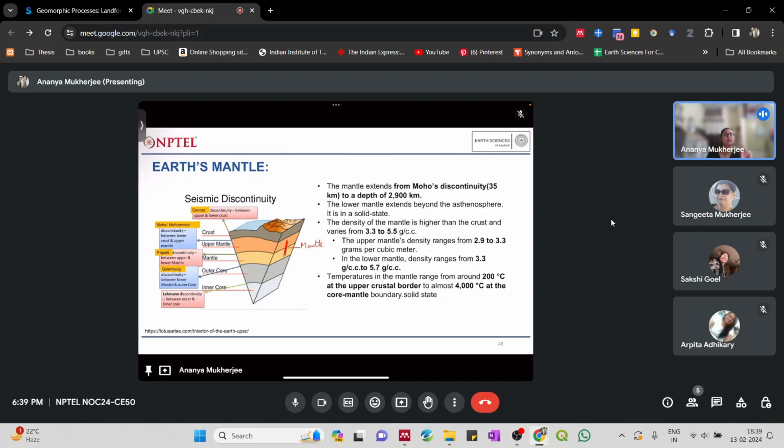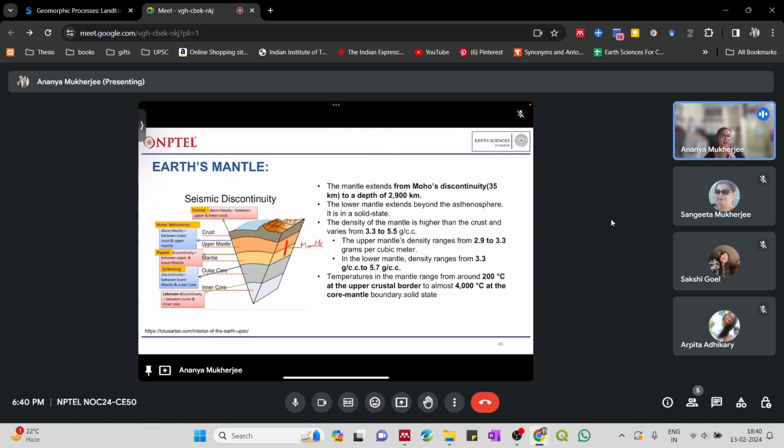So the asthenosphere and part of the lithosphere actually become the upper mantle. And the density of the mantle is much higher than the crust. Obviously, that is also the reason why the crust is floating on top of the asthenospheric layer of the mantle. It is denser in nature compared to crust, and it ranges from 3.3 to 5.5 grams per centimeter cube. So even within the mantle there is a difference in the density values.